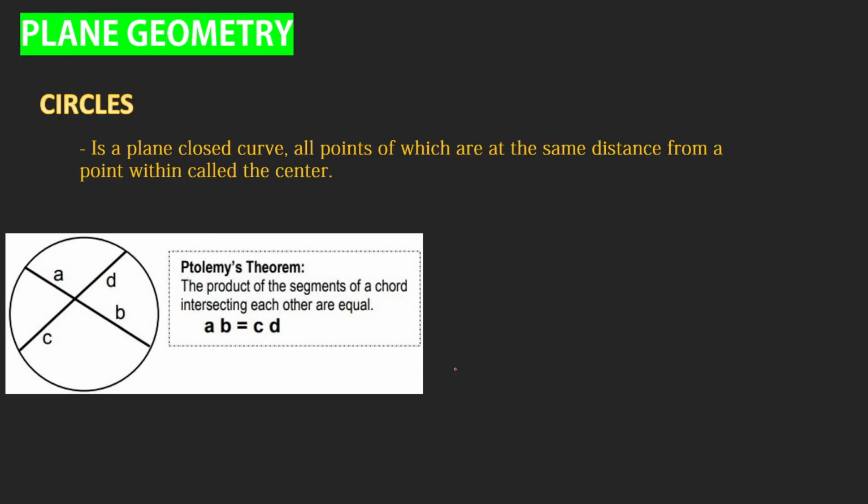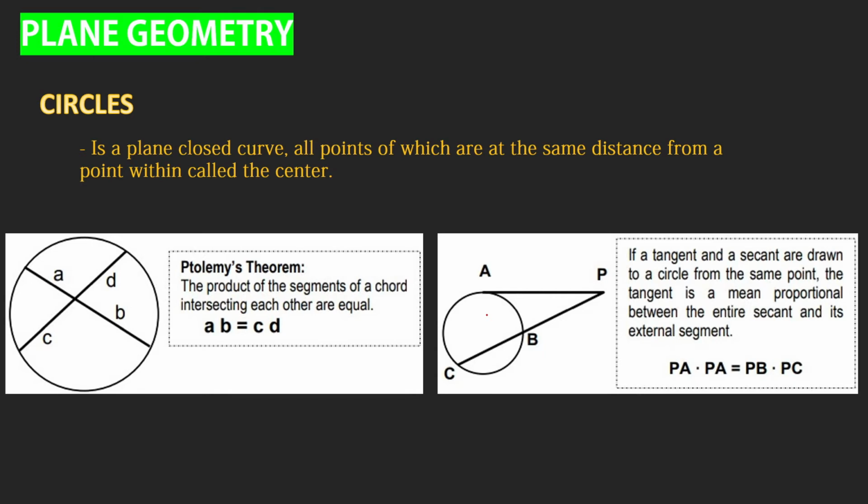Ptolemy's theorem: the products of the segments of the chords intersecting each other are equal. So, sabi ni Ptolemy, yung product AB is equal to CD. Magagamit nyo po yan. Ito naman, if a tangent and secant are drawn to a circle from the same point, the tangent is a mean proportional between the secant and its external segment. Means, PA squared is equal to PB times PC. So, PA times PA, ito yan, is equal to PB, yung length nito hanggang dito, times PC. Ito ba?